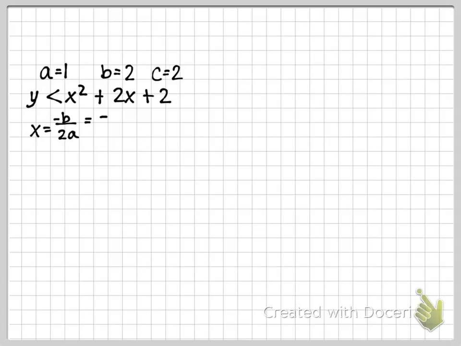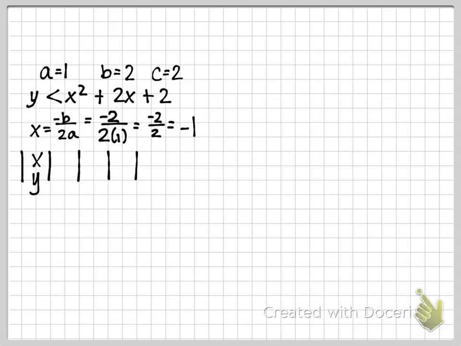So we're going to do negative 2 over 2 times 1. Negative 2 over 2 is negative 1. Remember doing that? Now we're going to do our x and y chart. So we are going to put what in the middle? Negative 1. Very good. Do 2 numbers smaller and 2 numbers larger than negative 1.